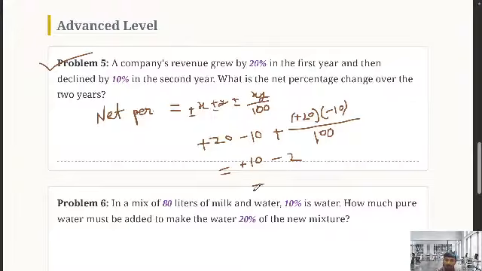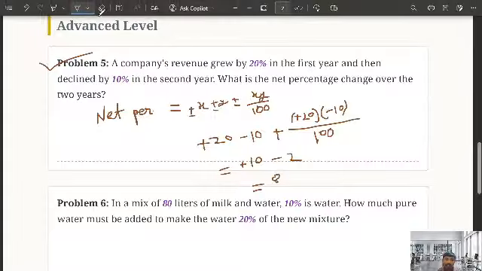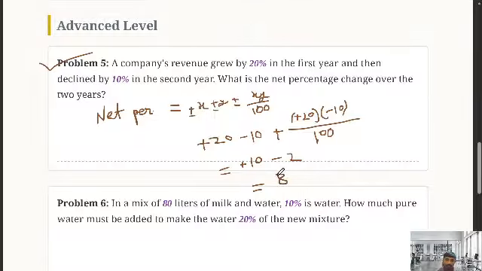So the net percentage change over the 2 years is 8% increased. You can say 8% growth, not decrease.